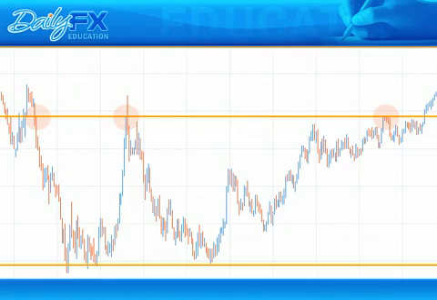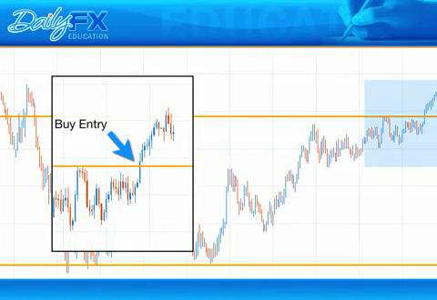So with a breakout strategy, we can set our buy entry just above this resistance level. If price action does break through the resistance level, like it has here, our entry order will trigger. As we mentioned previously, this resistance level will most likely now turn into support, so we can place our stop just below this level here.